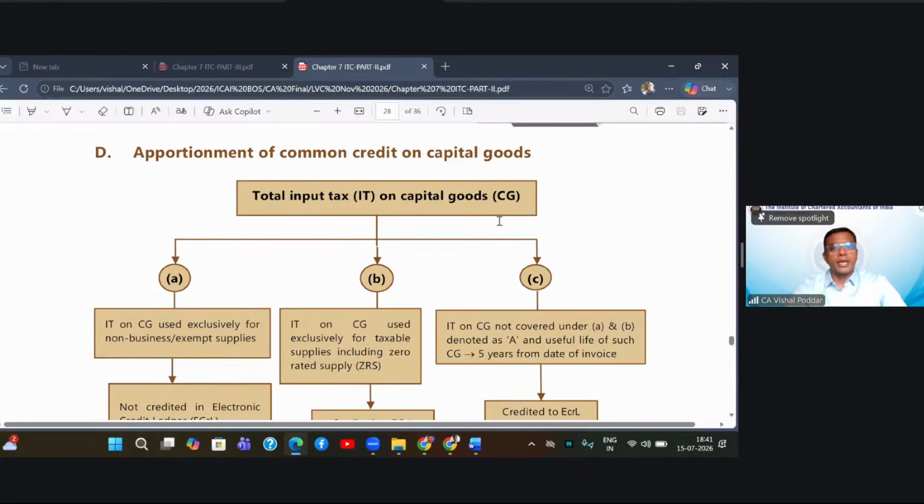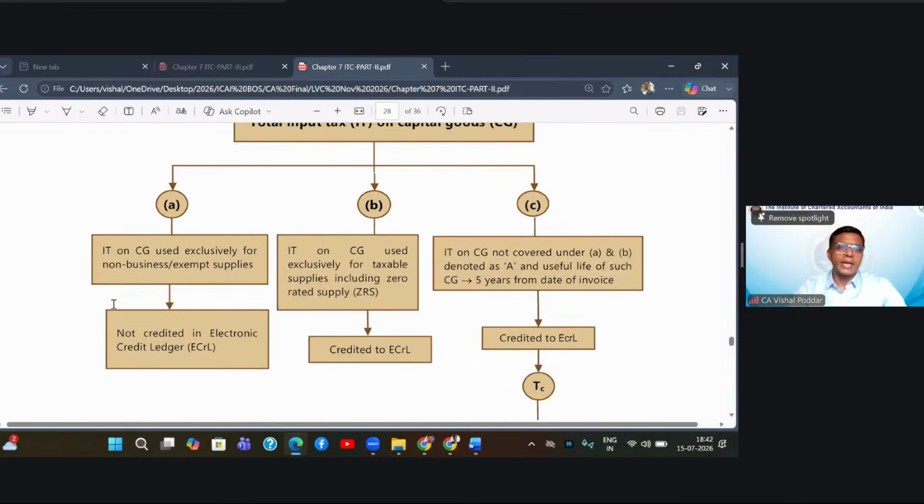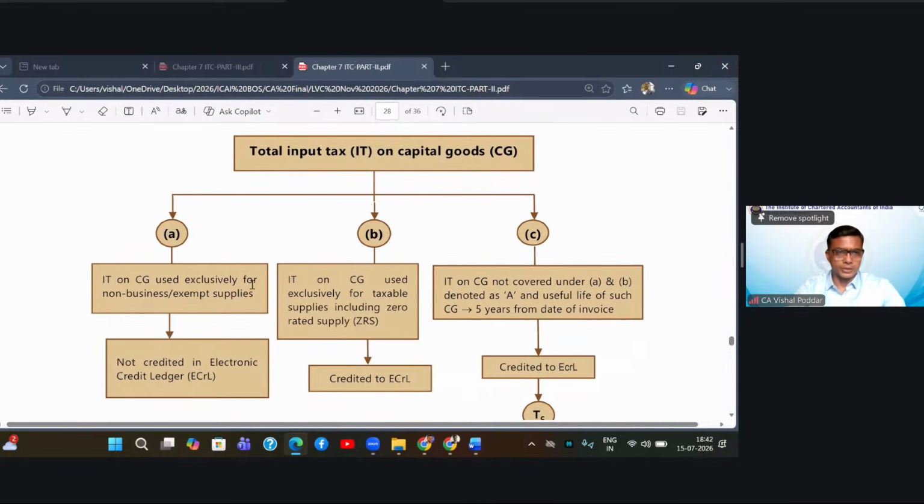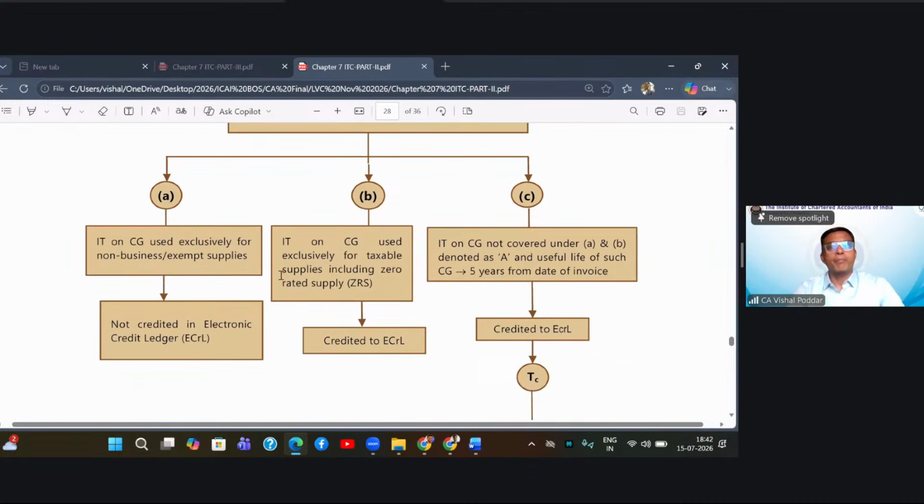Now, how does this proportionate ITC have to be done? Again, we will first categorize our capital goods. First, capital goods which are used exclusively for either non-business or for exempt supplies. Anyways, you don't get credit of this, so this will be removed right from the beginning, total amount. Second, you may have capital goods which are used exclusively for taxable supplies. This we all know, entire credit is allowed, no need of any proportionate calculation. So this also will not come in our proportionate calculation.